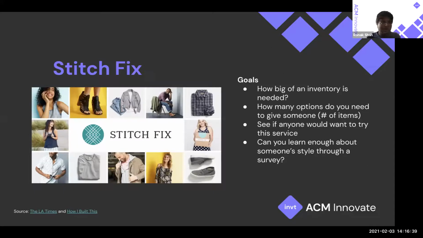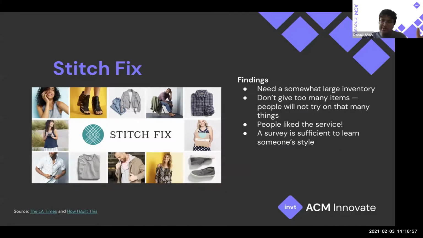And then she also wanted to see, is anyone going to really use this? Why would anyone use a thing where all you did was fill out a quick Google form saying, yes, I like blue? And so that was her other question. Can you learn enough about someone's style through a survey? And so she did this for a couple months while at Harvard.